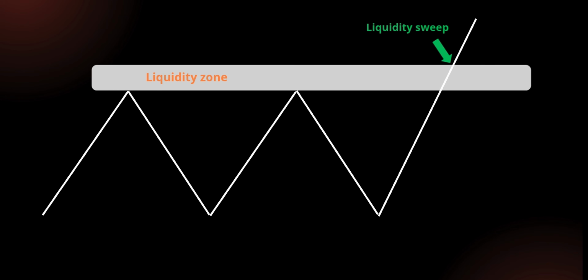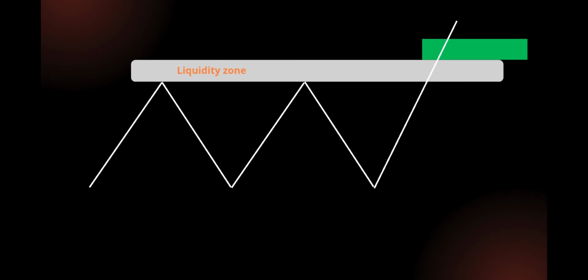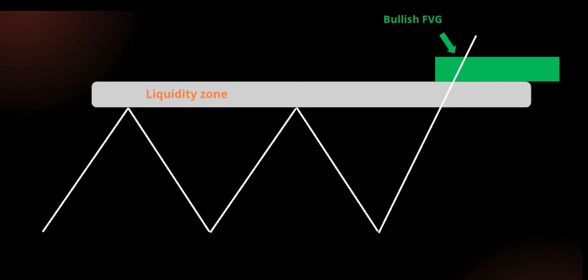Now that we have identified our liquidity zone, we can see the price break through it. This is our liquidity sweep. Right after the sweep, a bullish fair value gap formed. This is our sign that momentum may be shifting, and we're preparing for a potential reversal.